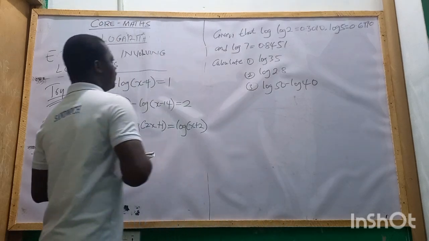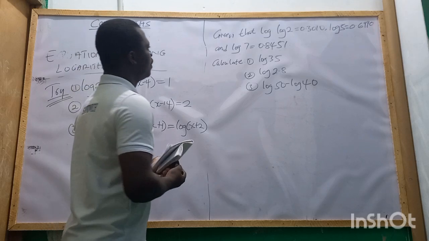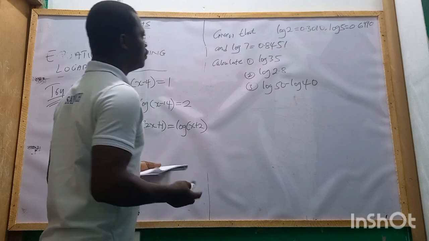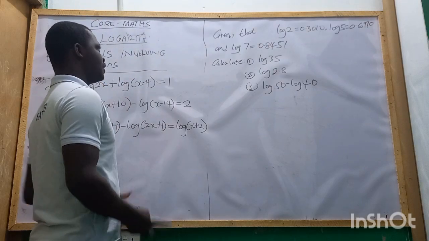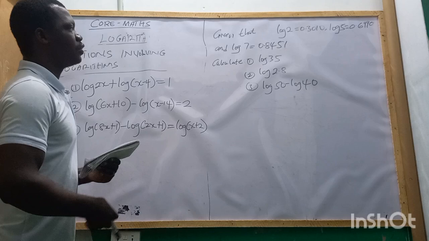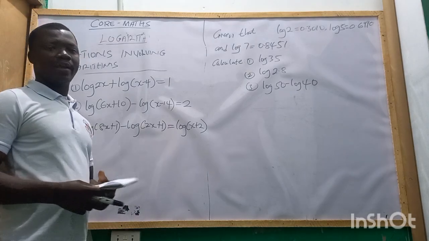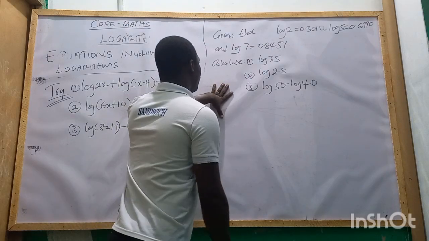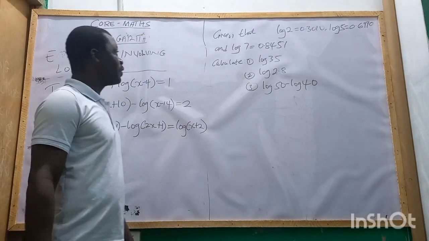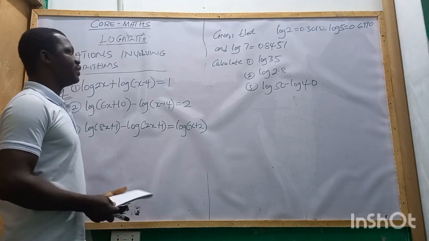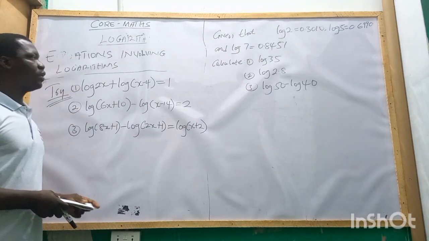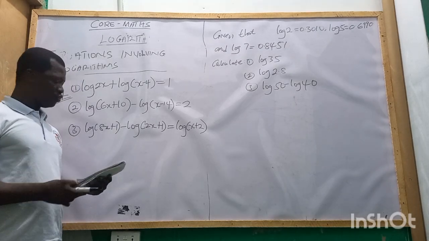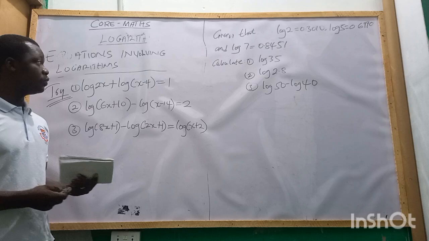So they say, given that log 2 is equal to 0.3010, log 5 is equal to 0.6990, and log 7 is 0.8451, we should calculate log 35, log 2.8, then log 50. So I'll do the first two, then you do the third one.